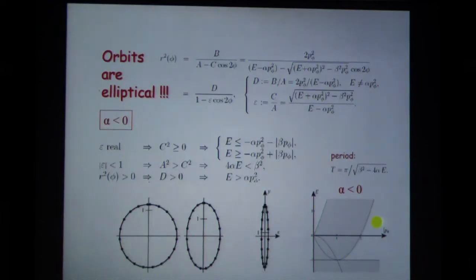When the region is over here, you also have ellipses, but they're all outside the unit circle.